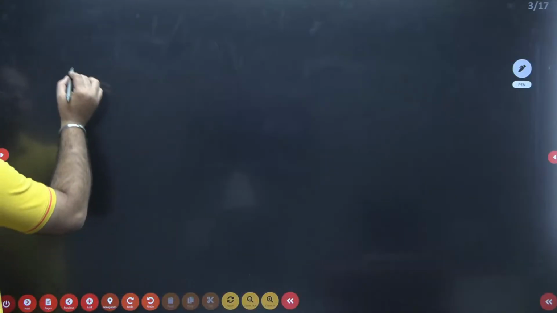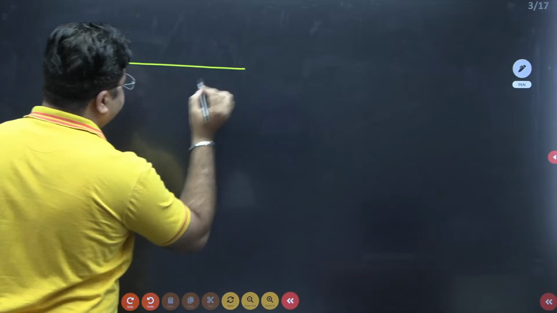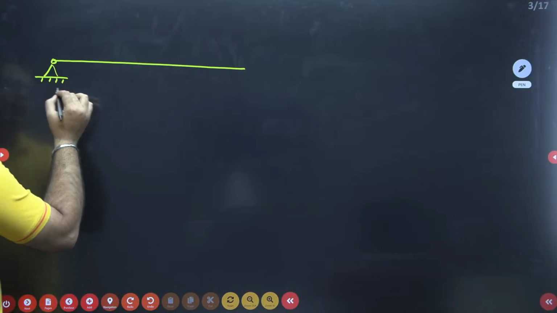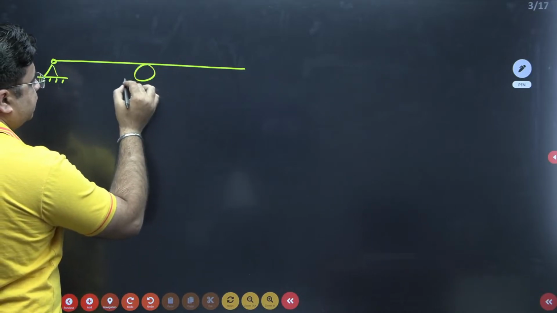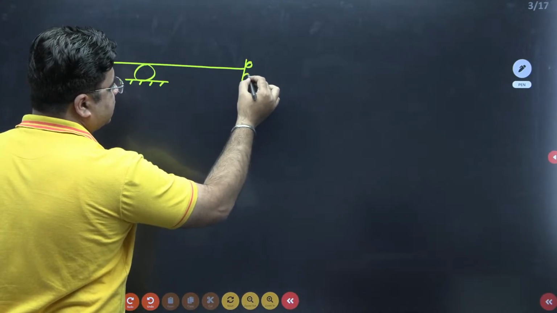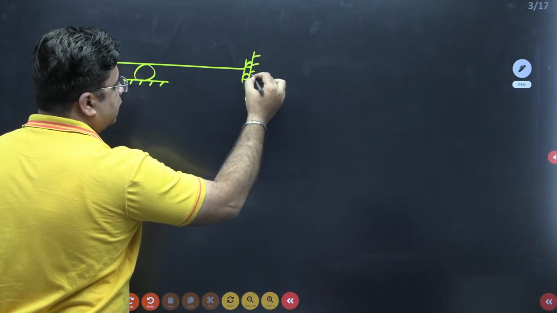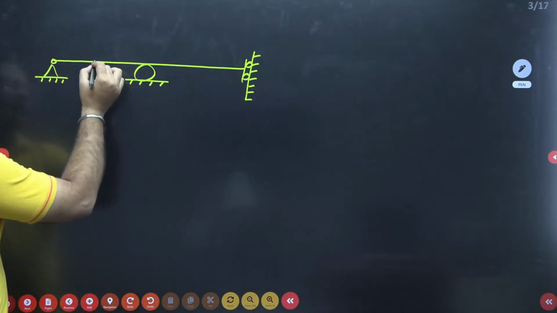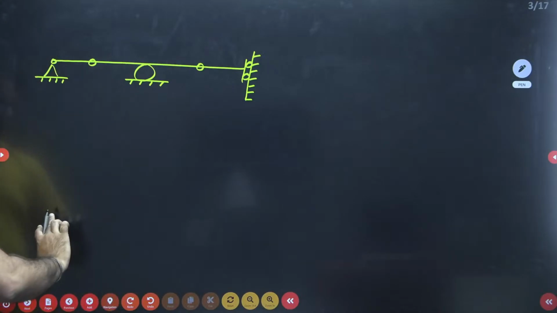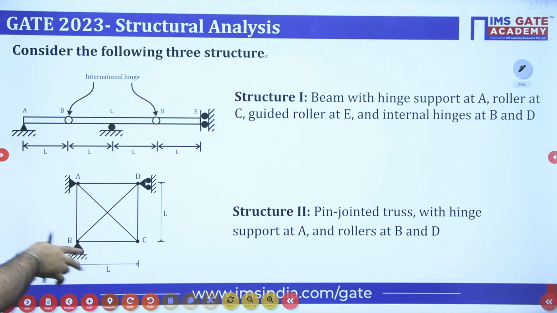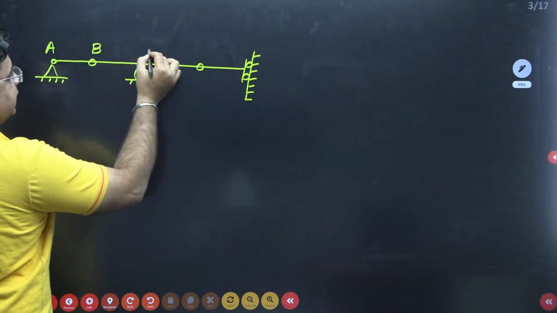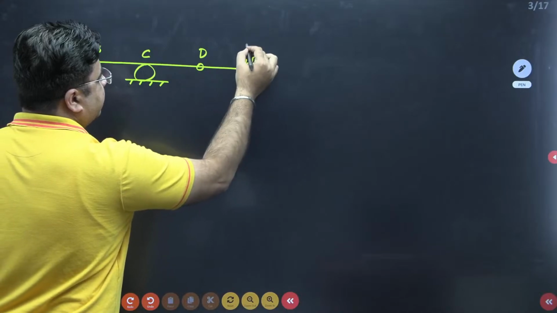Let me draw this beam in front of you first. This is your beam having hinge support at this end. Then I have a roller support. And then I have a guided roller support at this end. This is my beam. 2 internal hinges are present in between. This is 1, this is 2, right? Let me name these A, B, C, D and E.